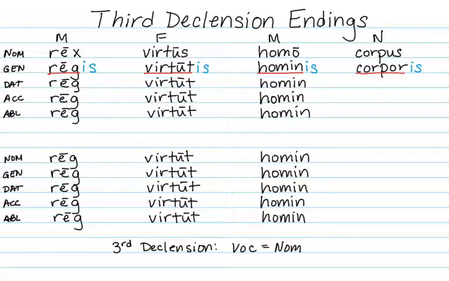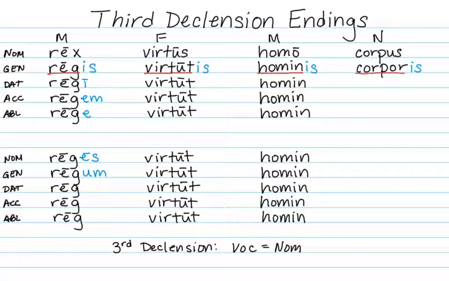Rex for nominative, regis for genitive, regi, long i, for dative, regem, em, for accusative. Notice that it has an m in the accusative, just like the first and the second declensions. Rege for the ablative, short e. Reges for the nominative plural. Regum for the genitive plural.